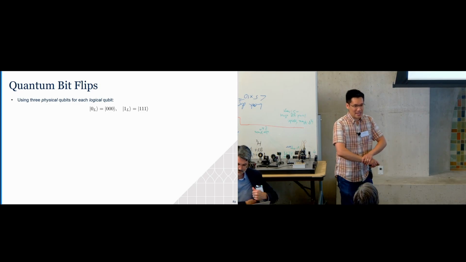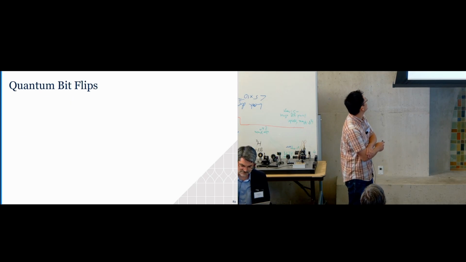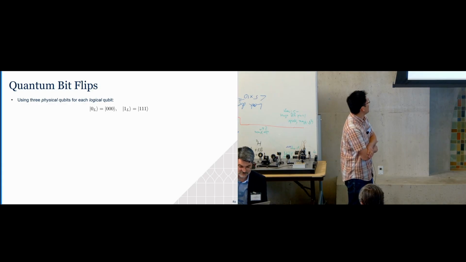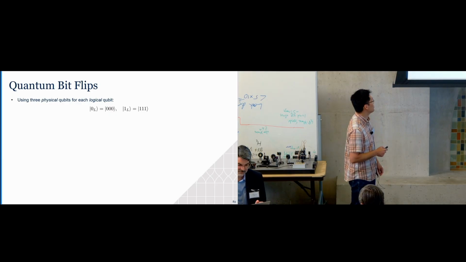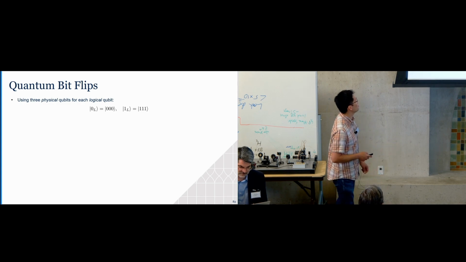All right, so quantumly, we can also protect from bit flips just by the same idea. Instead of having a single qubit be 0, we can have 3 physical qubits represent a single logical 0, and 3 physical qubits all in 1 representing a single logical 1.